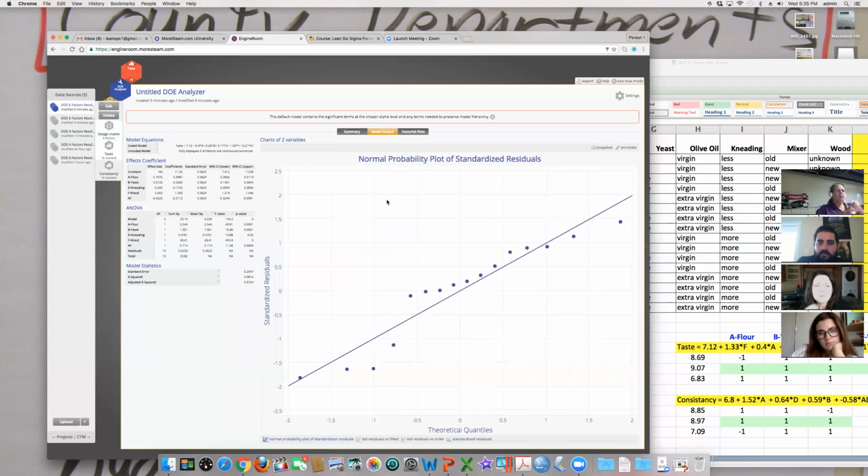Let's take a look at the model output. We've got the model output here, so we've got the actual model. The intercept is 7.12.